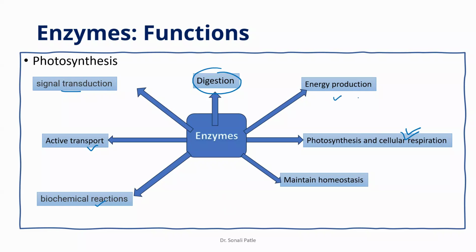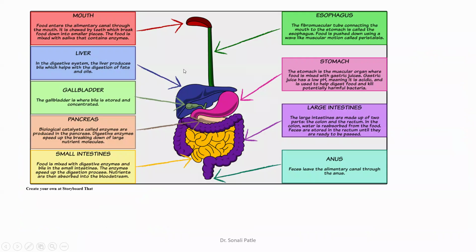Energy production, ATP synthesis. So there are so many roles that enzymes play in our body. So this just shows you how enzymes are important at various levels of digestion, to digest the food and convert it into simple nutrients, right?